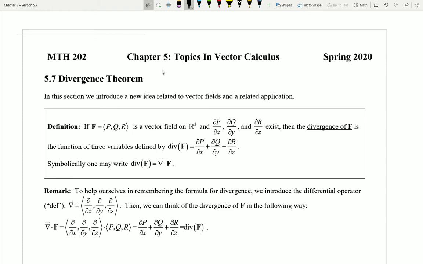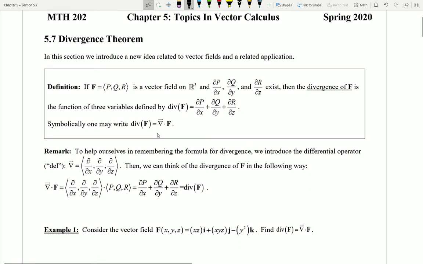Suppose that F is a vector field that has formulas P, Q, and R in place of the different components. Now, if that's a vector field defined on R3, then if I take the partial of P with respect to x, partial Q with respect to y, partial R with respect to z, and all of those exist, then we define the divergence of F as the following. It's a function, the divergence of F, that is the sum of those partial derivatives.